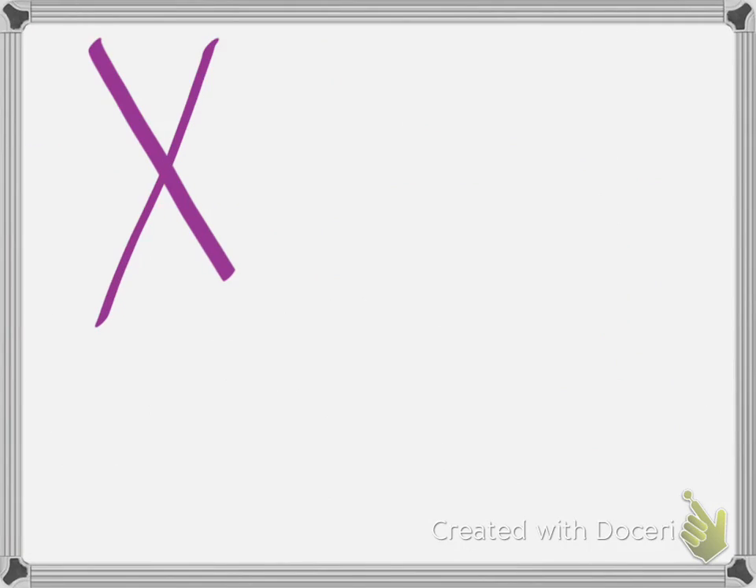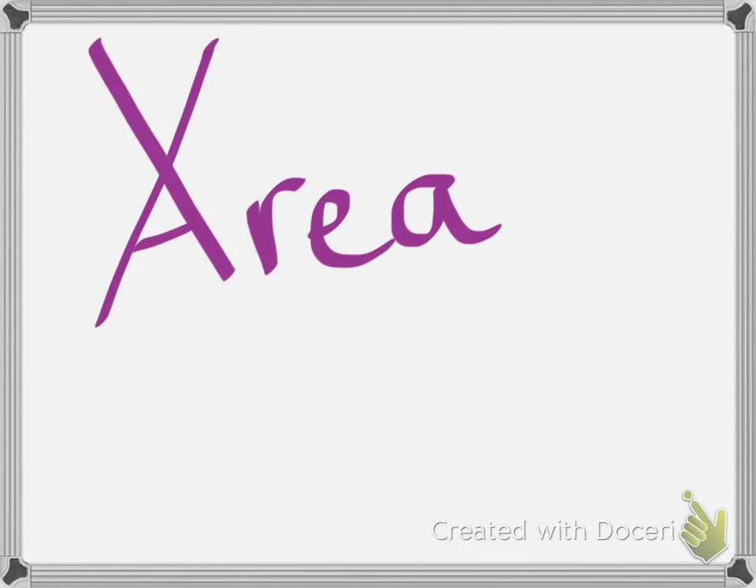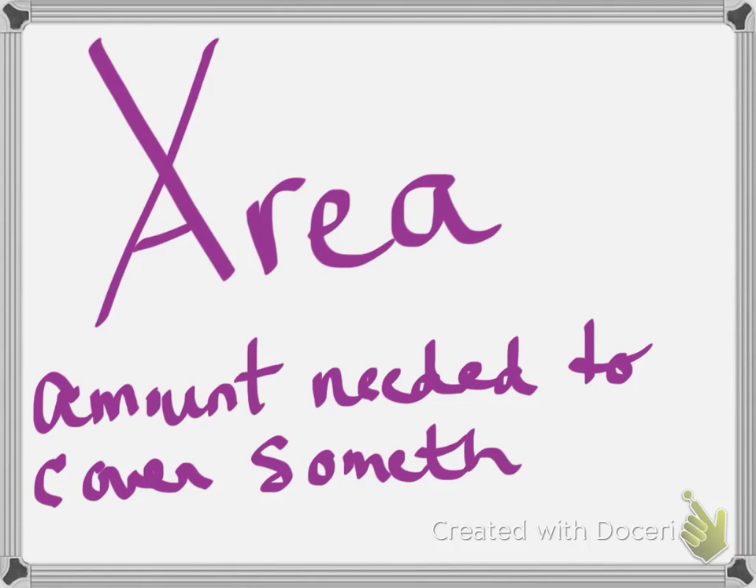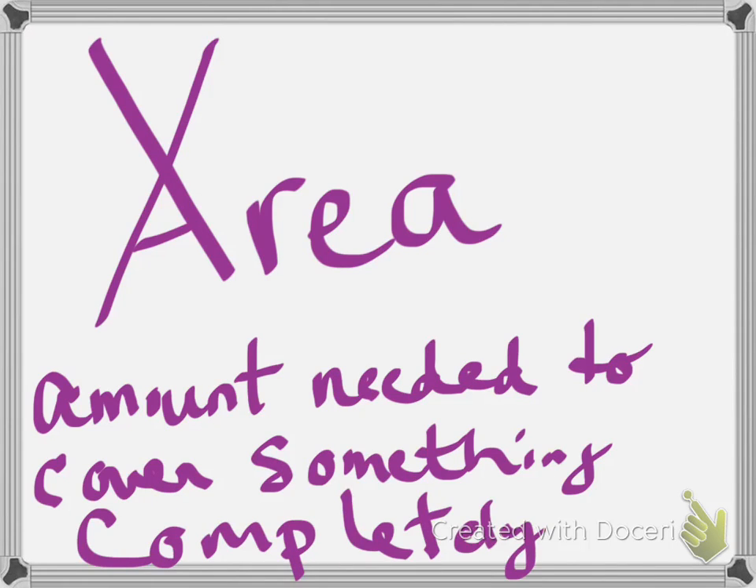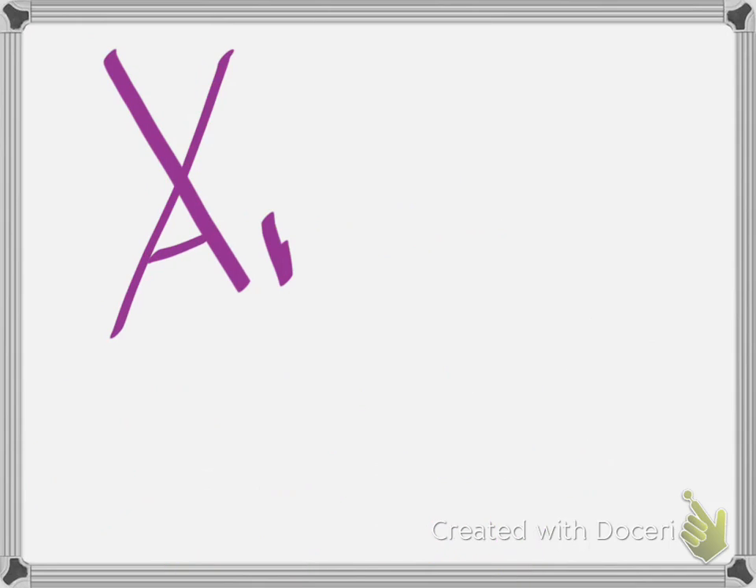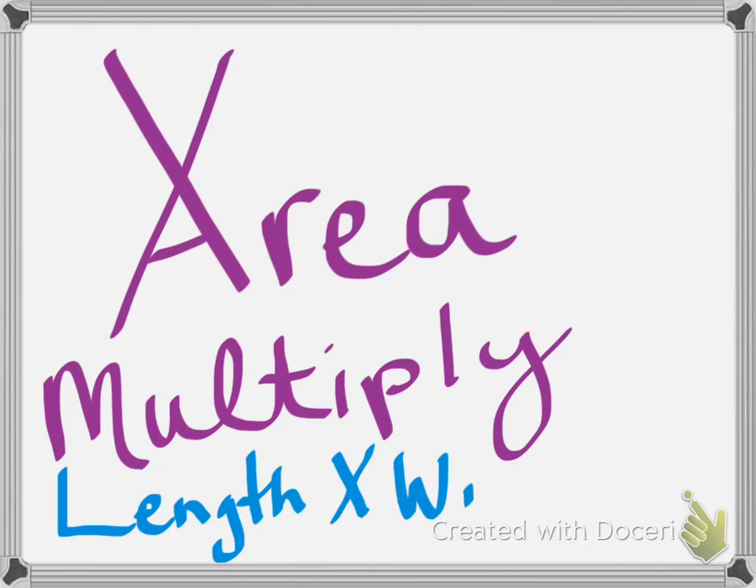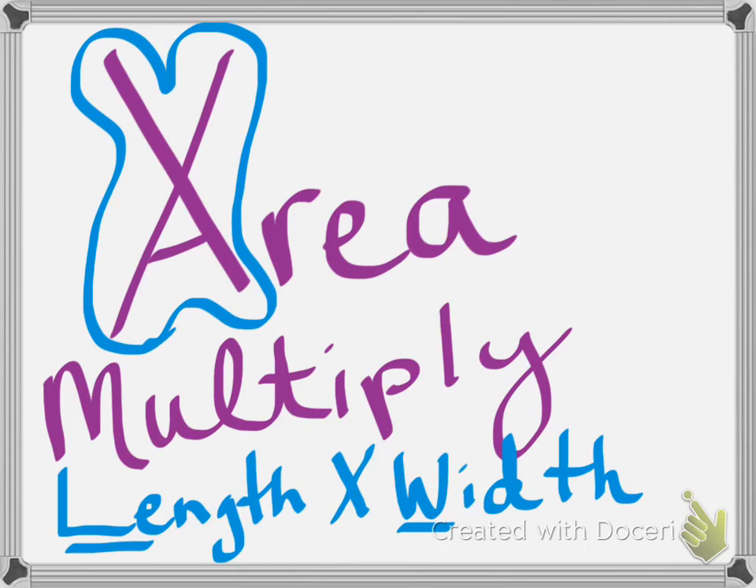Now let's go ahead and talk about area. Area is the amount needed to cover something completely. To calculate the area of an object, we need to multiply length times width. And that's why the letter A we actually turn into a multiplication sign to remind us that we need to multiply the length times width when calculating area.